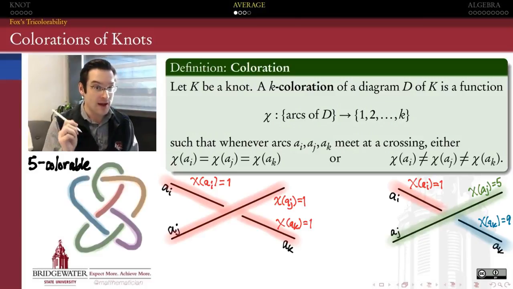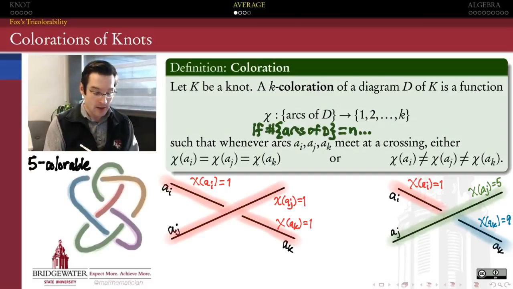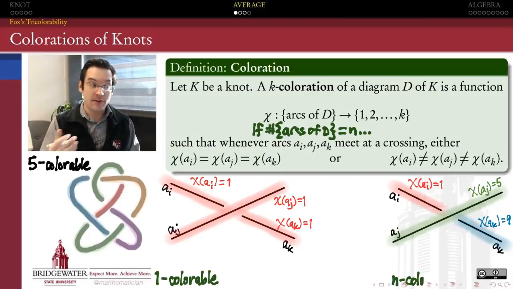The one thing that we cannot do for a valid coloration is to make 2 colors at a crossing the same while the third color is different. So that's the one thing that we are not allowed to do. So supposing that I have a knot diagram that has n arcs in it, then we might ask, for what values of k will this knot be k-colorable?